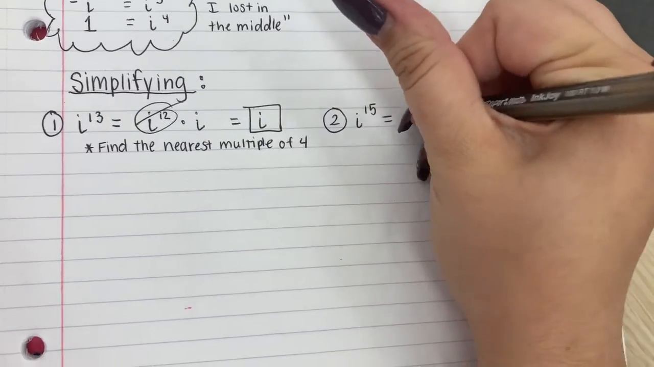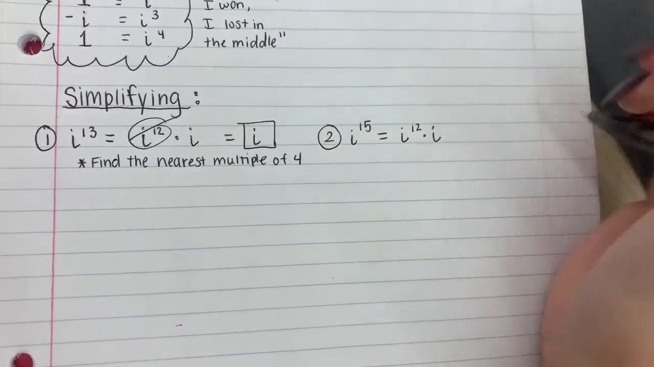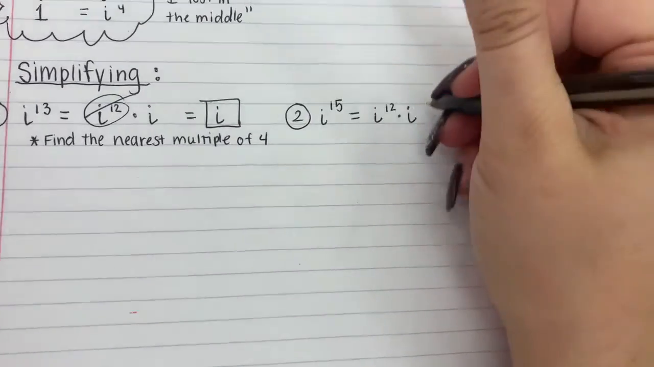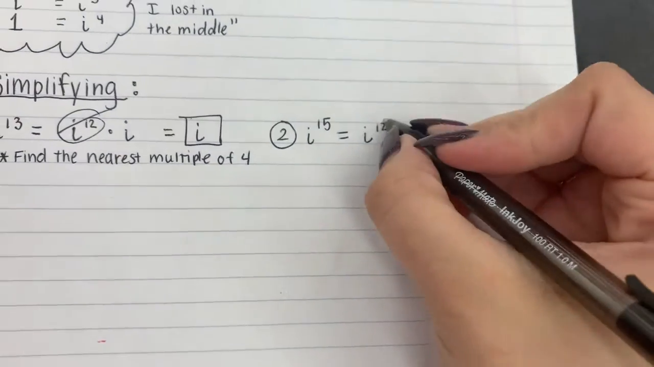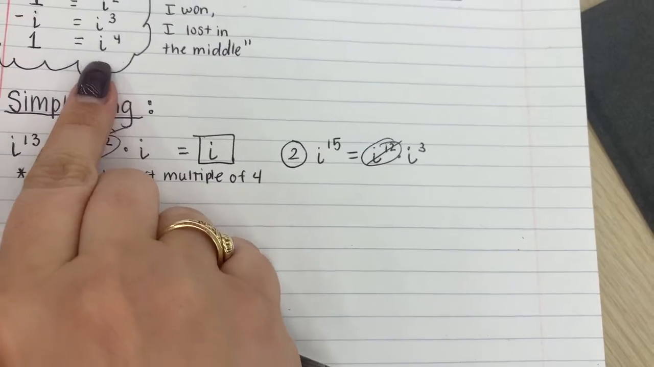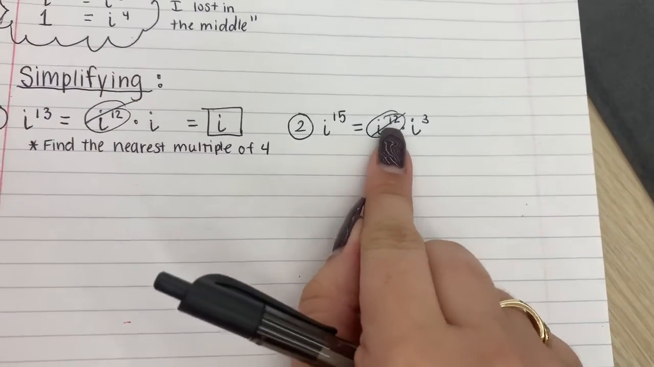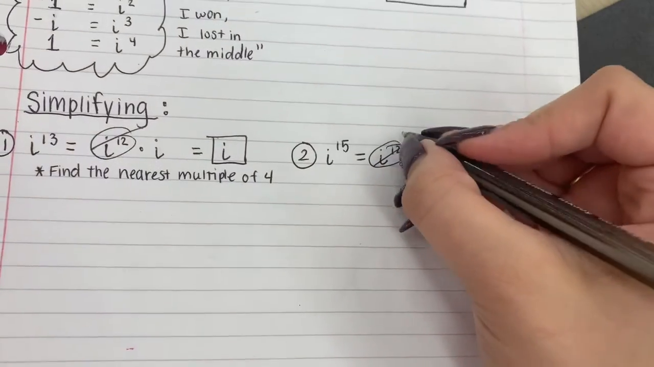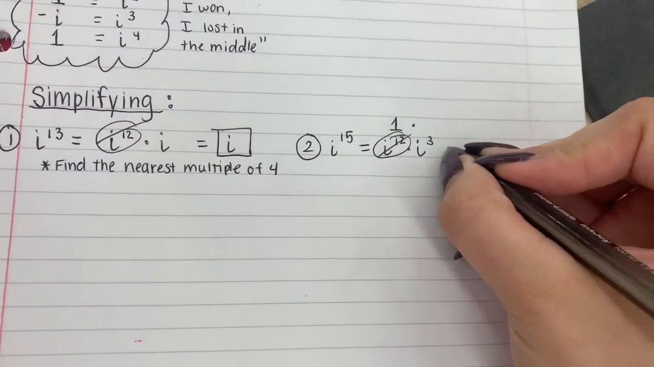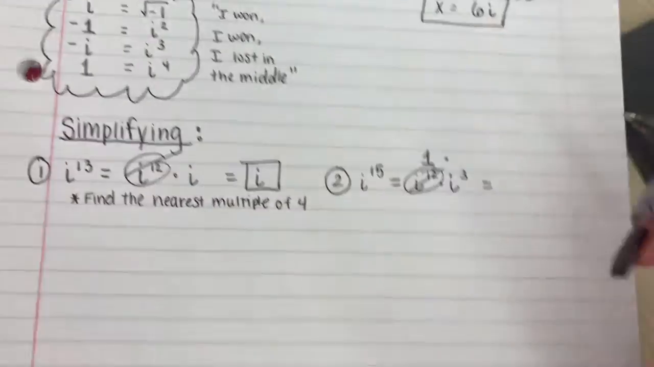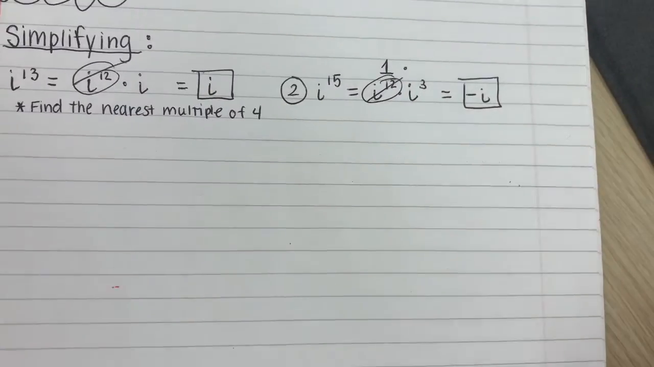So we have to train our brains. We have to tell ourselves any i to a multiple of 4 power is equal to 1. So here, same thing. i to the 12th times i to the 3rd is the same as i to the 15th. Any multiple of 4 exponent here on i is equal to 1. So I'm finding that nearest multiple of 4, which here is 12. Okay, that i to the 12th is equal to 1. And then that i to the 3rd is all I have left. Now i to the 3rd, that needs to be simplified. i to the 3rd is equal to negative i.